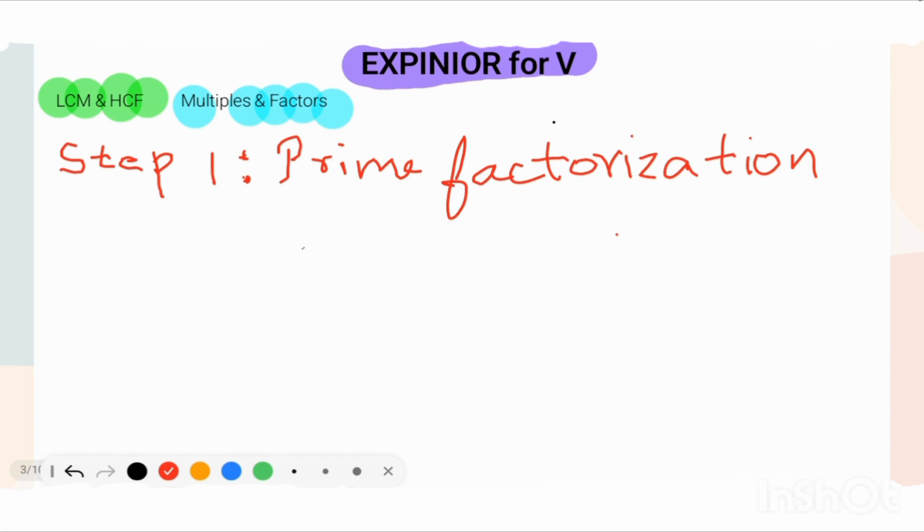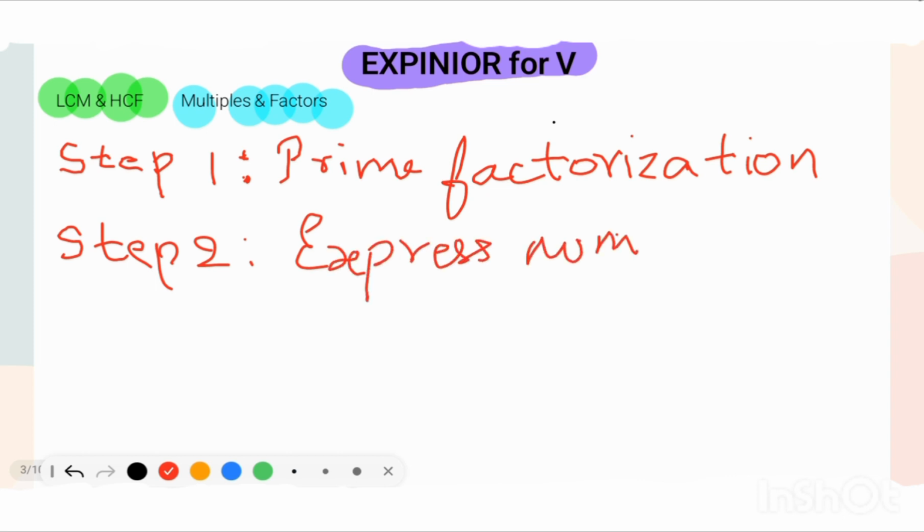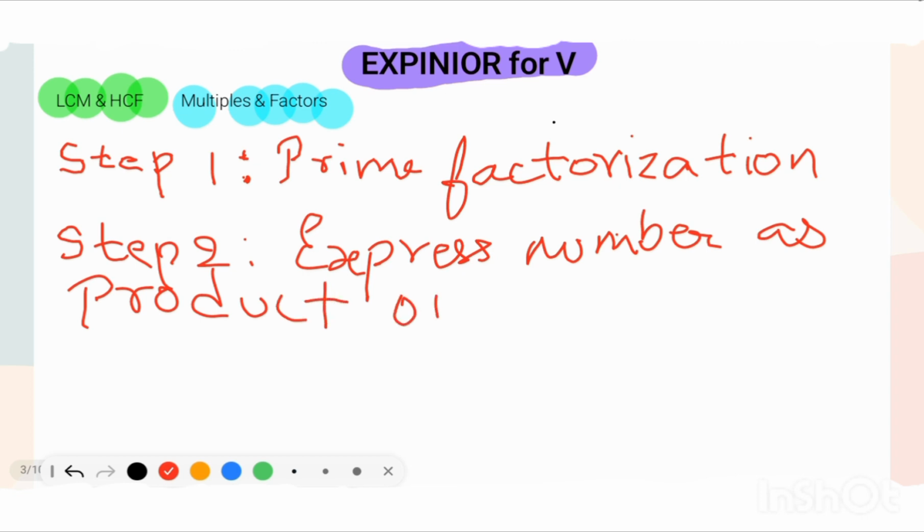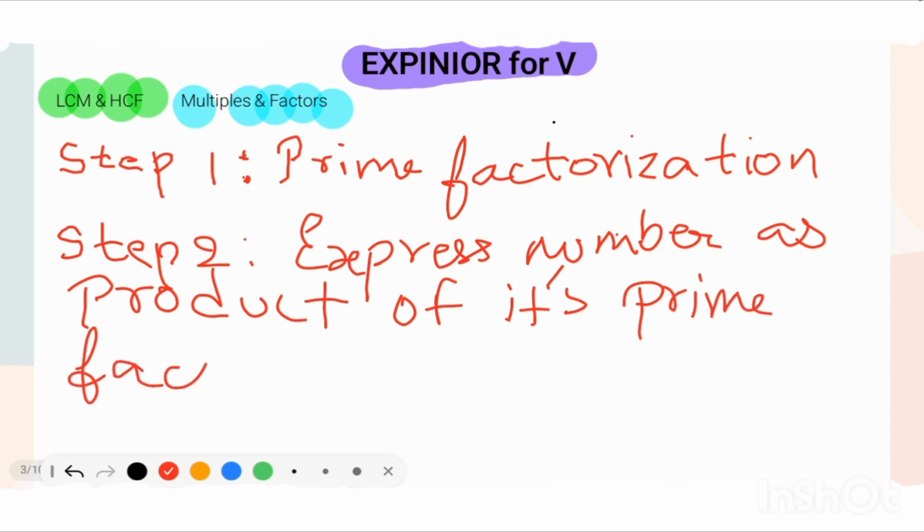So after we do prime factorization, step 2 will be, we have to express the number as a product of its prime factors. Okay, so step 1 will be prime factorization, and step 2 is expressing it as a product of prime factors.